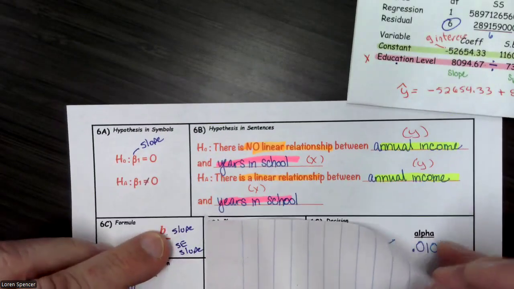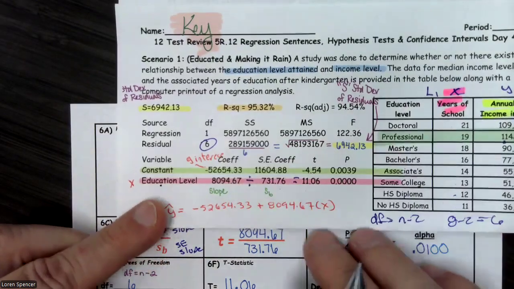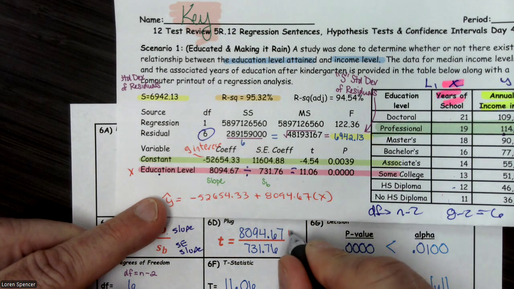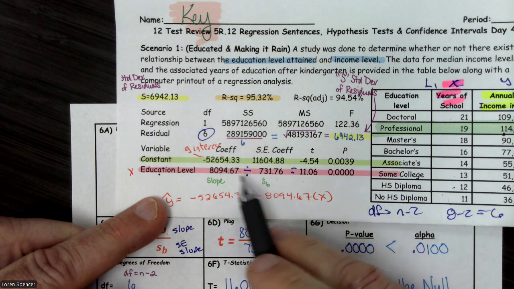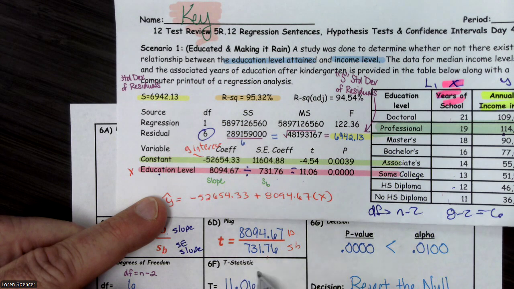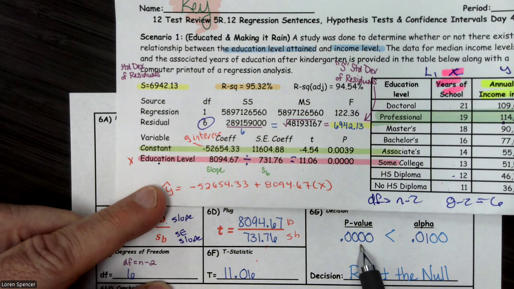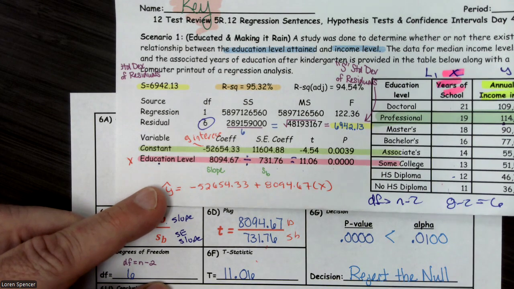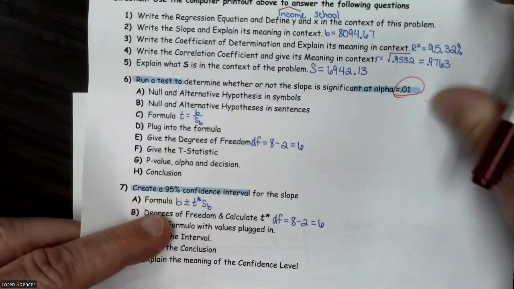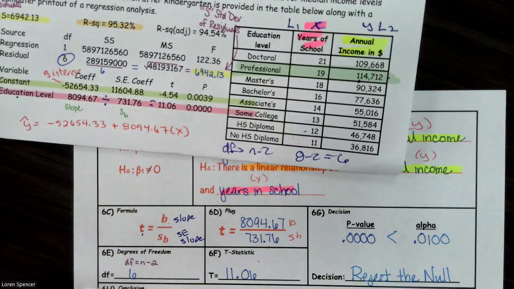So when I plug into my formula, I end up with the slope, the 8,094.67, which is my B over my SB. So 8,094.67 divided by the 731. And that gives me that T statistic of 11.06. Well, we have a p-value of 0. And when we were reading this, they said that they wanted an alpha of 0.01. Well, 0 is definitely less than 0.01, so we reject the null.